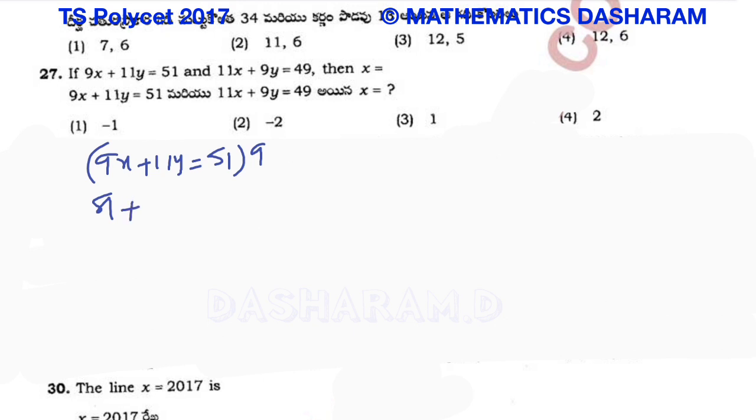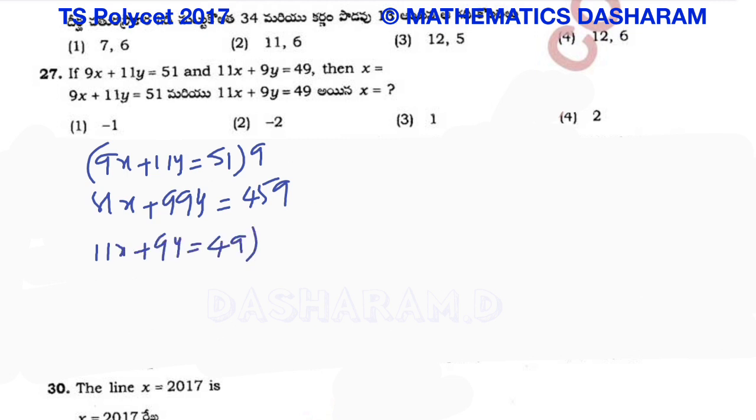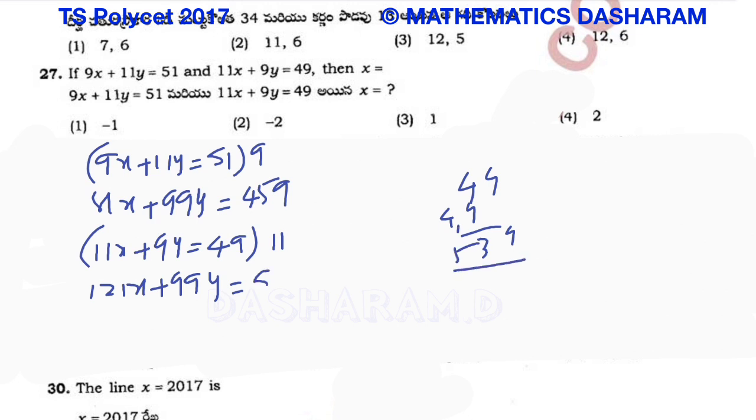So here 9x plus 11y equal to 51 multiply with 9. 9 9s are 81. Here 9 into 11 is 99. So 81x plus 99y equal to 9 1s are 9, 9 5s are 45, so 459. Next, the second equation, 11x plus 9y equal to 49, multiply with 11. 11 11s are 121x, 9 into 11 is 99y, 11 into 49 is 539.